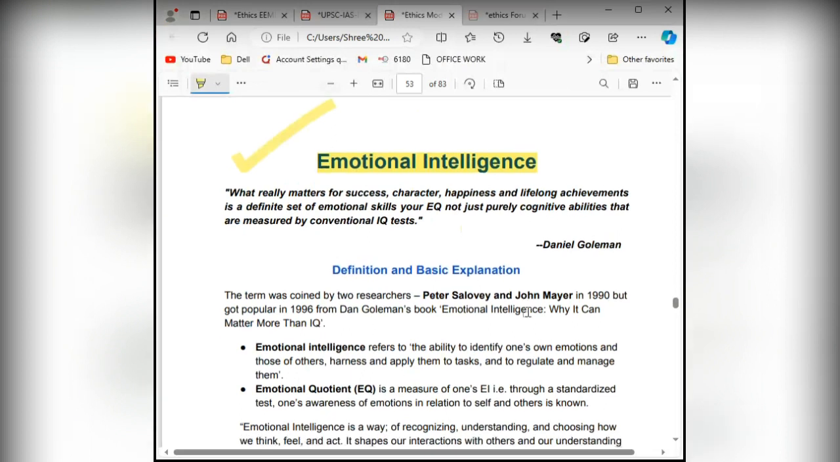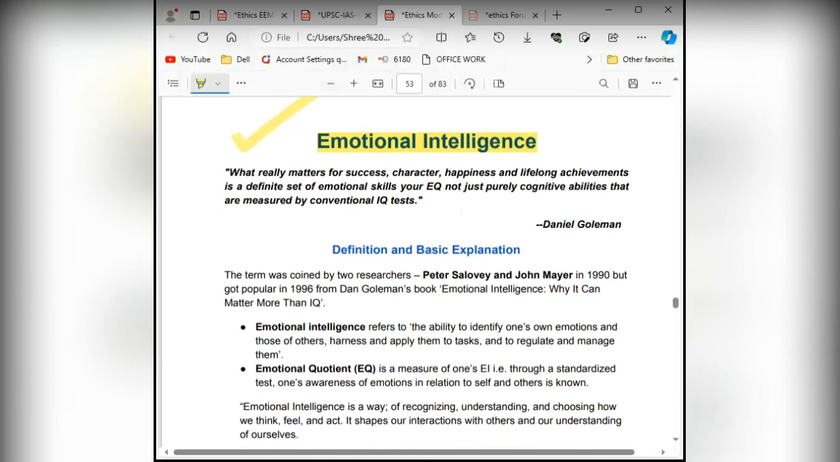All right. So first of all, what is emotional intelligence? Can anyone tell me here what is emotional intelligence? Ella, try to tell me. Ma'am, it's an ability for ourselves to recognize our emotions, then understand them, and then we can choose our course of action based on our understanding of our emotions.